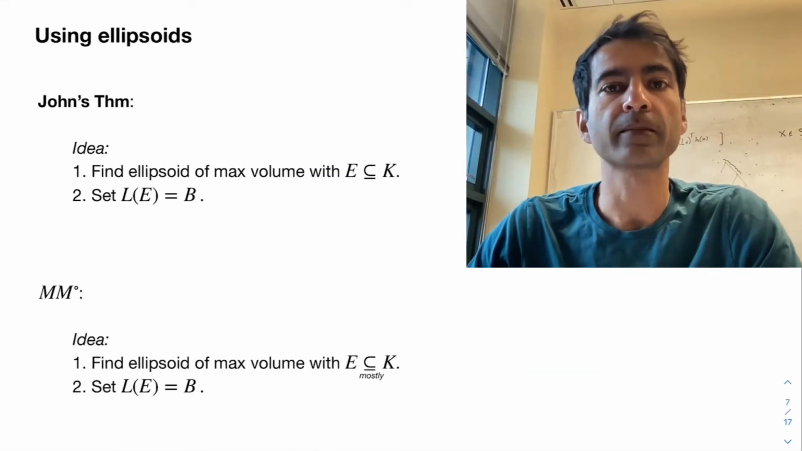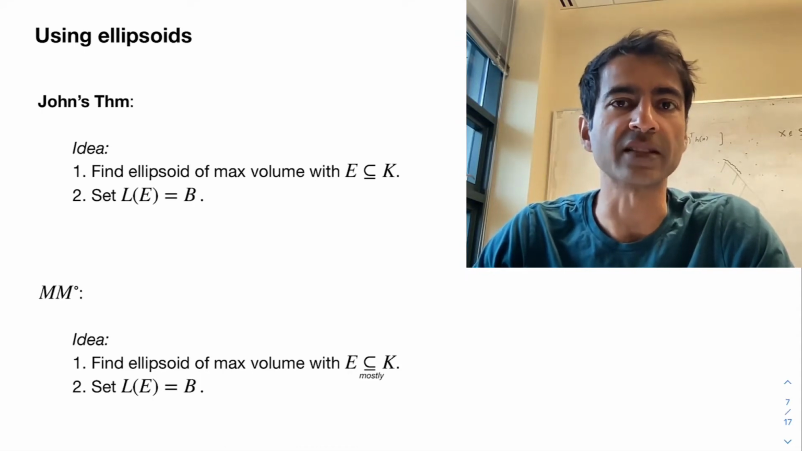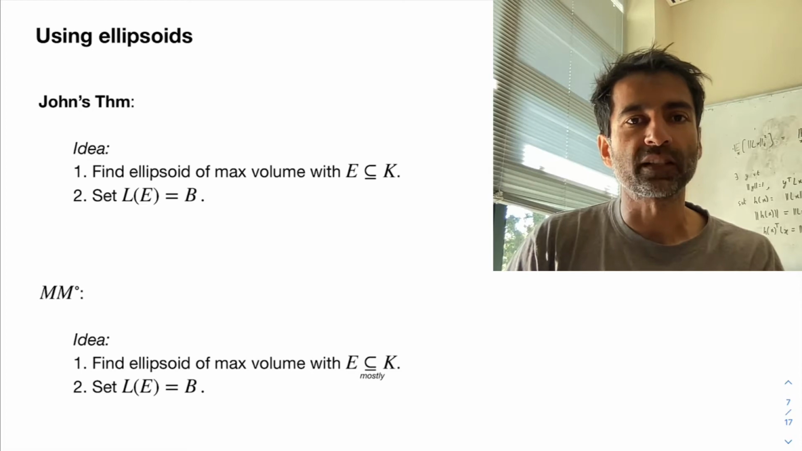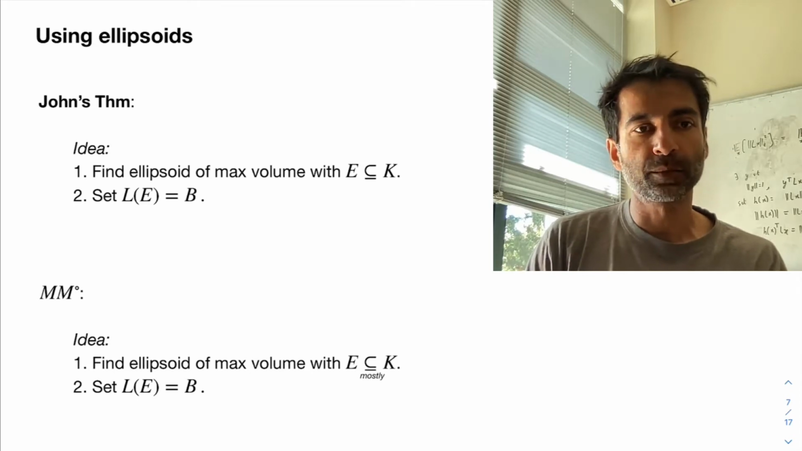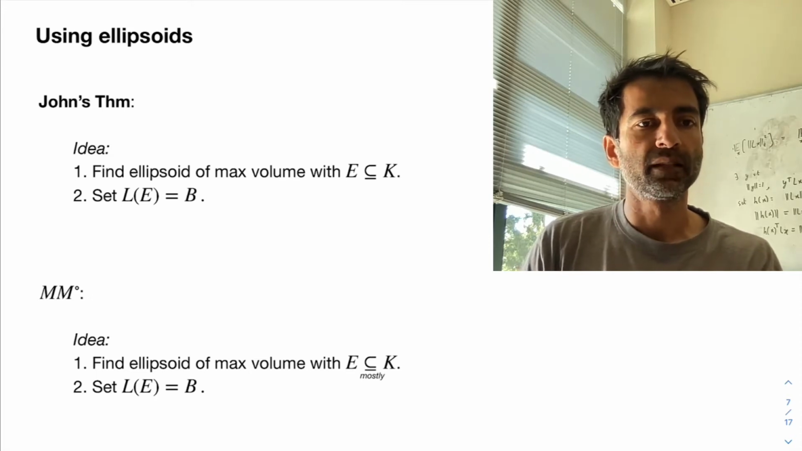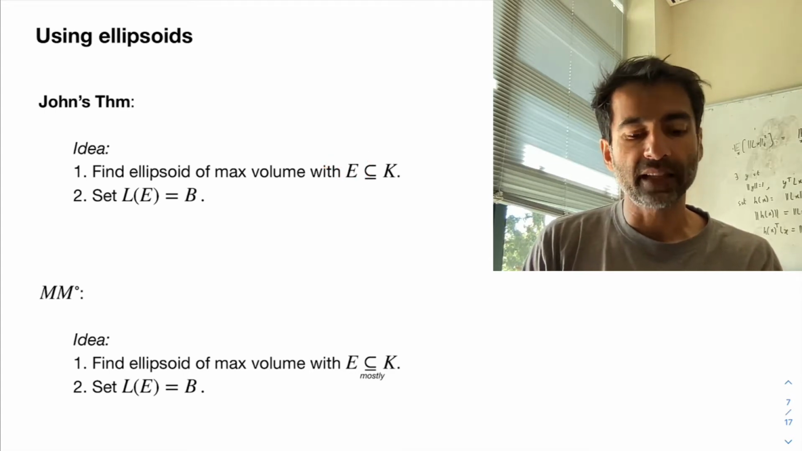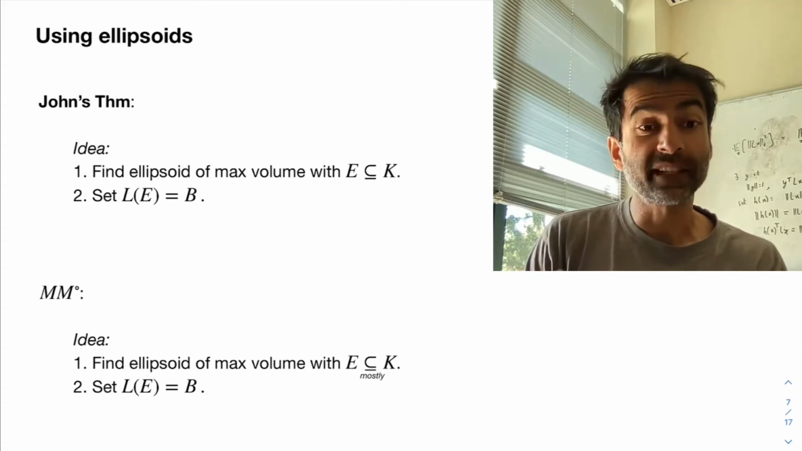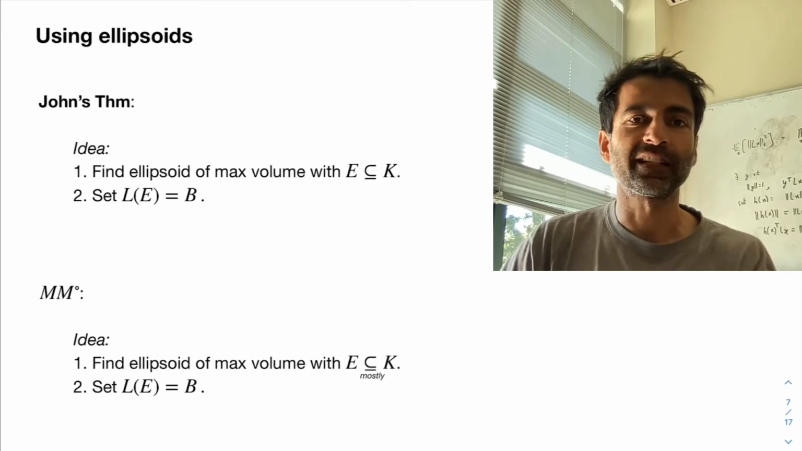Now I want to draw a parallel between the proof for John's theorem and the proof for the MM polar estimate that we will soon see. As I said before, I made a video for John's theorem, so you can look at a lot of the details of the proof in that video. But the key idea to prove John's theorem is to use the ellipsoid of maximum volume that's contained within the body. So to prove John's theorem, you first find the ellipsoid of maximum volume that's contained inside the body, and then you choose a linear transformation that makes that ellipsoid be the unit ball. Okay, this is the linear transformation that you pick.